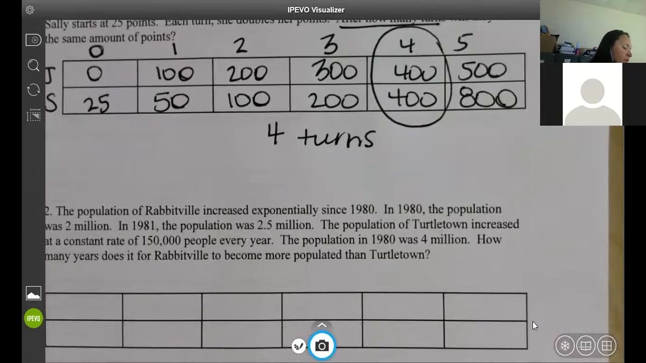Okay. The population of Rabbitville increased exponentially since 1980. In 1980, the population was 2 million. In 1981, the population was 2.5 million. The population of Turtletown increased at a constant rate of 150,000 people per year. The population in 1980 was 4 million. How many years does it take for Rabbitville to become more populated than Turtletown?